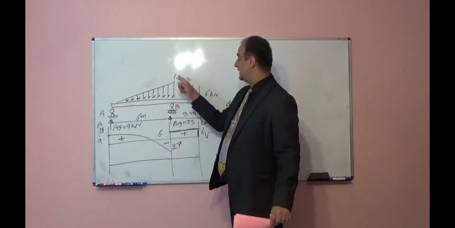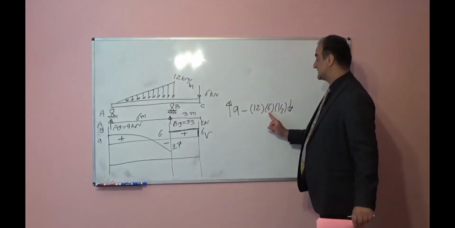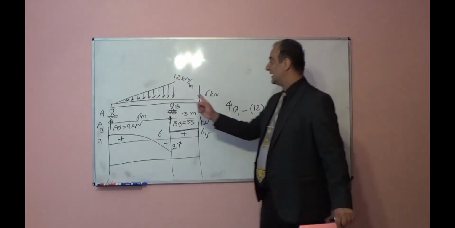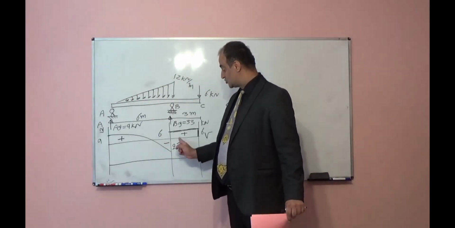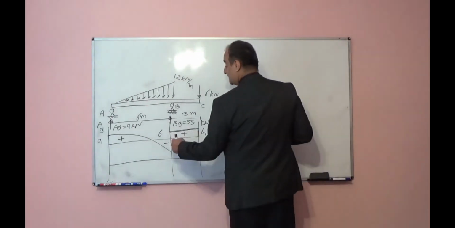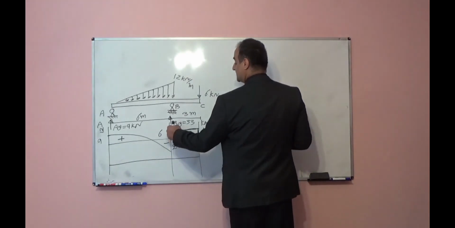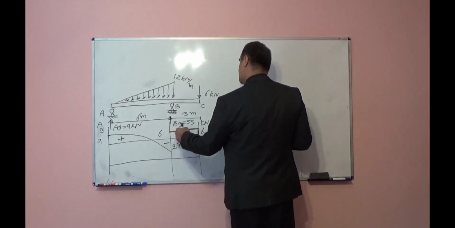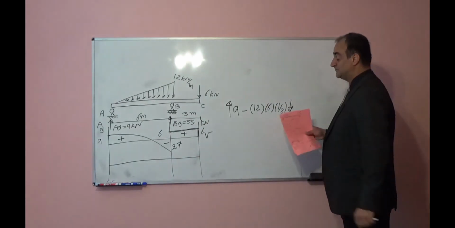From A to B, how much force you have downward? 12 times 6 times 1 over 2. The area underneath of this triangle will be resultant force, so you will reach to the negative 27. At point B you will have 33 upward, so from negative 27 you will move up 33 positive, no force, 6 down, and you will close the diagram.